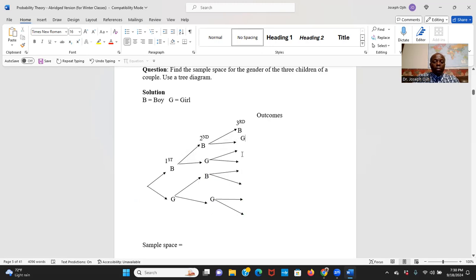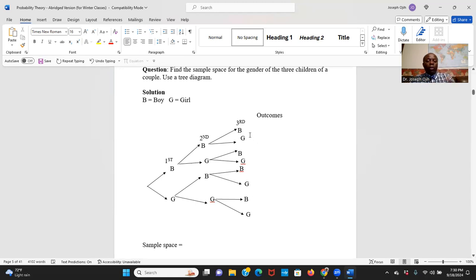Okay. Then this one will be boy, or girl. Then this one will also be boy or girl. And this one will also be a boy or girl.